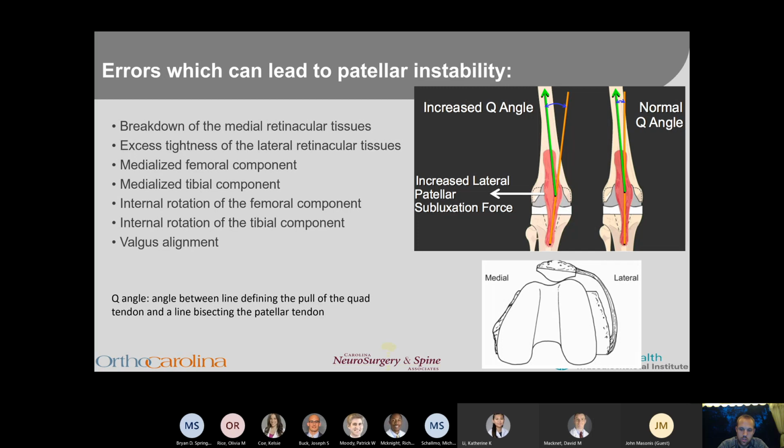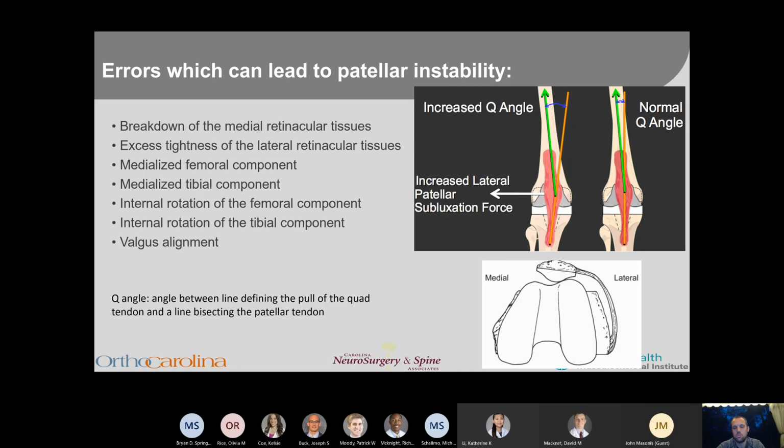So when you think about this, you just have to think about anything that's going to result in that increased lateral pull. So if the medial tissues break down, that's going to lead to increased lateral pull because there's going to be more tension on the lateral side. If there's excess tightness on the lateral side, again, same thing, it's going to be pulling further that direction. If you're medializing either the femoral or the tibial component, very similarly, you're increasing that Q angle, and that's going to result in a lateral pull. And then internally rotating or valgus alignment of the components will also have a similar effect.